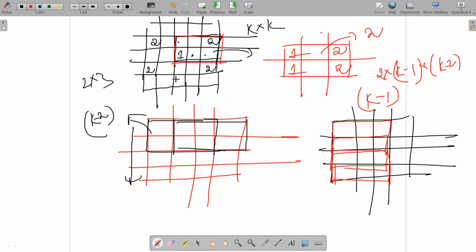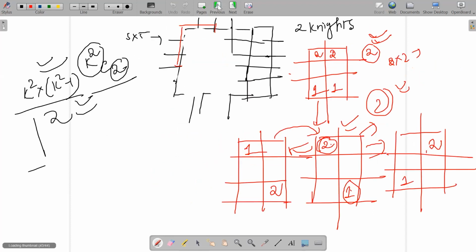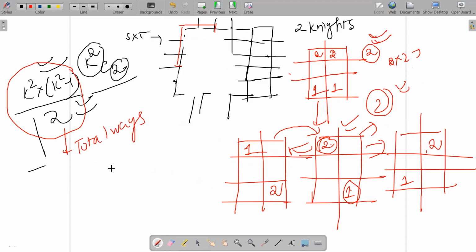Total number of configurations where the knights can be placed is this total ways. Now next, in how many ways can they attack each other?